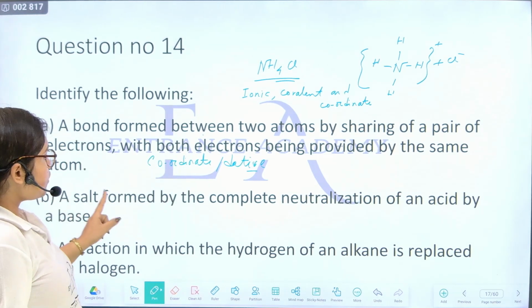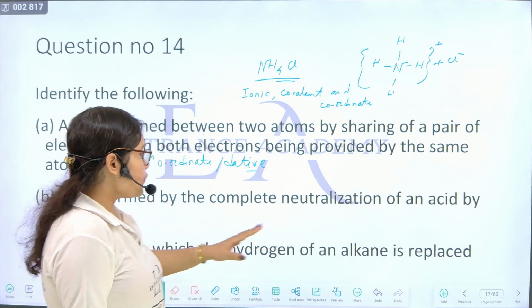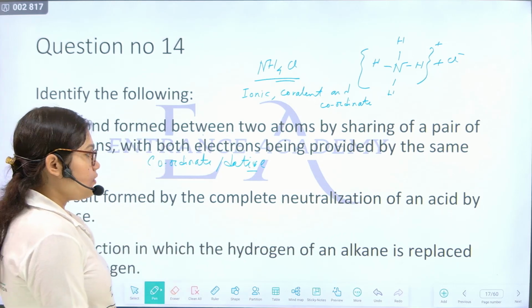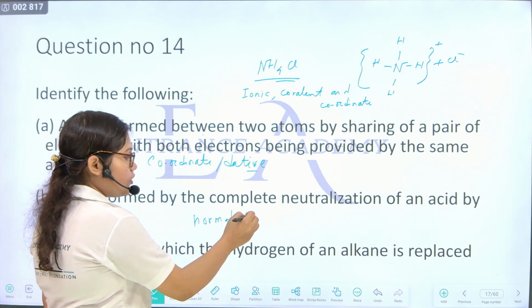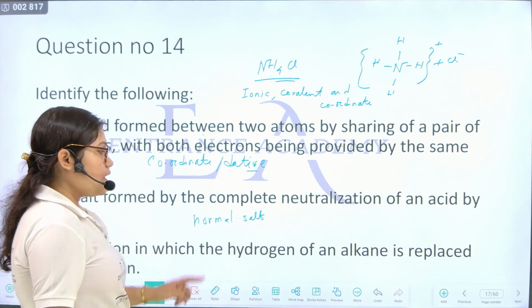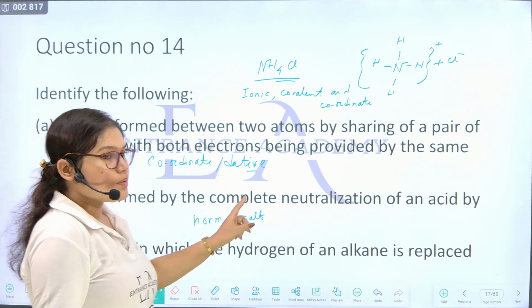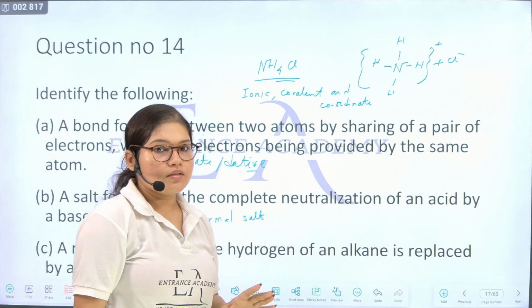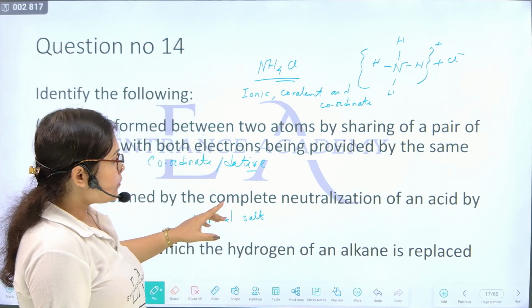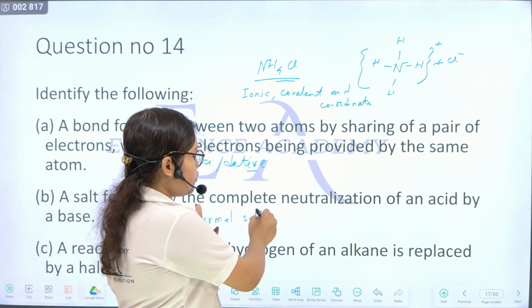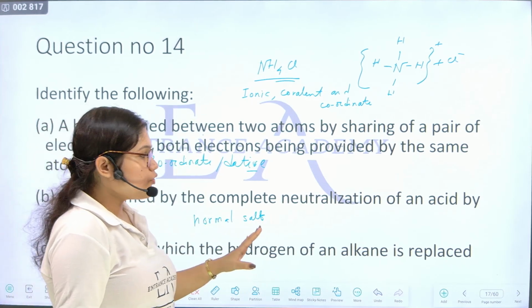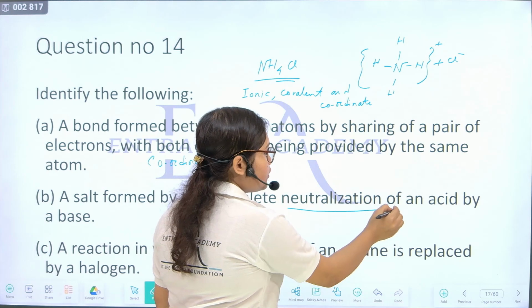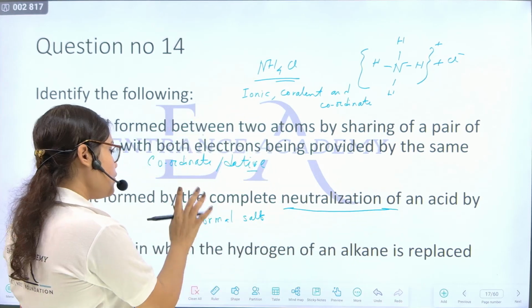Second one, a salt formed by the complete neutralization of acid and base. Normal salt. In the case of a normal salt, no replaceable hydrogen atom is present. If this is an acid salt, then a replaceable hydrogen atom is present. So no replaceable hydrogen atom, neutralization reaction, that is a normal salt. The answer is normal salt.